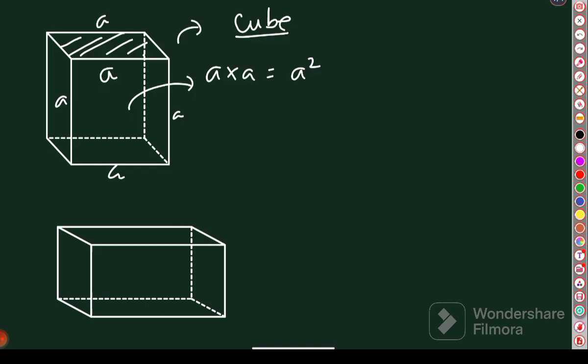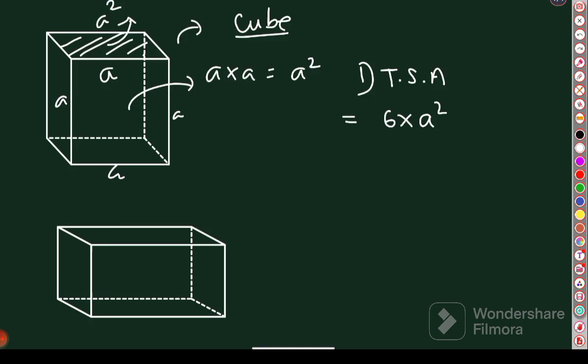So what will be the total surface area of the cube? Number one is total surface area. Six surfaces, and each surface area is a square. So the total area of six surfaces will be 6 a square. You understand me? 6 a square.